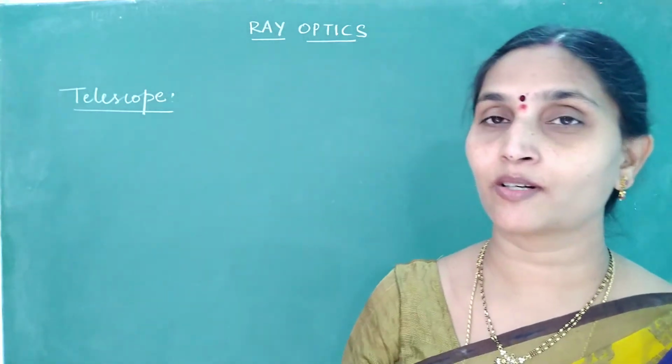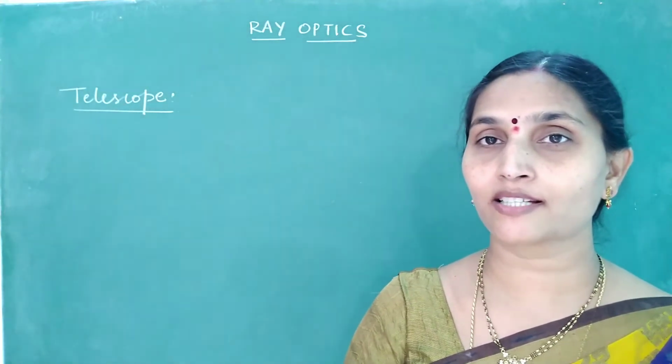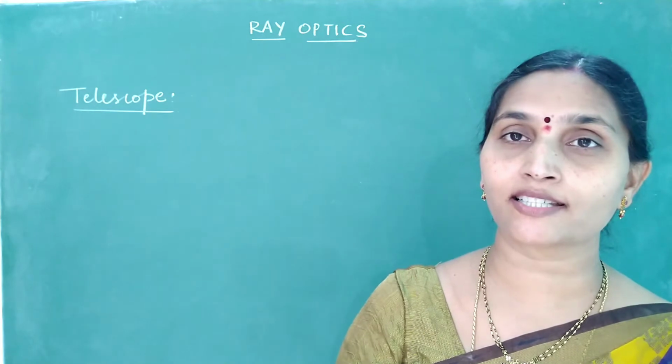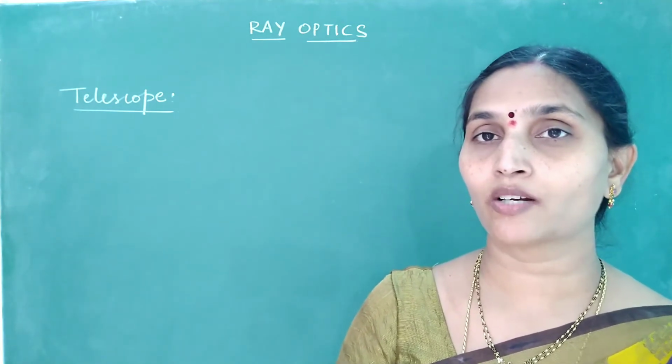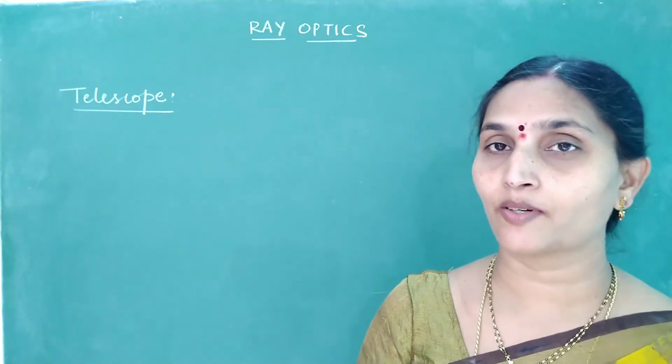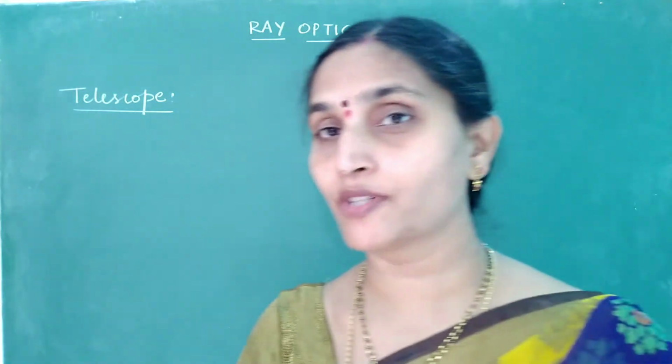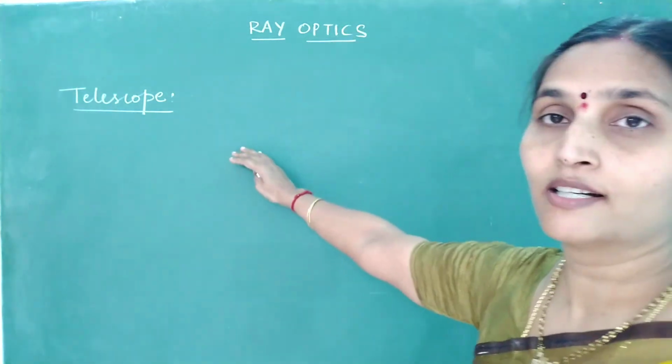Welcome back, children. So coming to today's class in ray optics, we'll be discussing the telescope. In the previous classes I told you about the simple microscope and the compound microscope. Those two are called microscopic devices. Now coming to the macroscopic devices, the first device which we study here is the telescope.